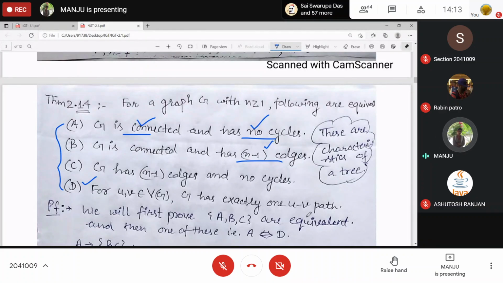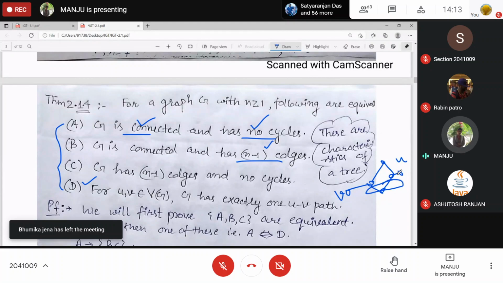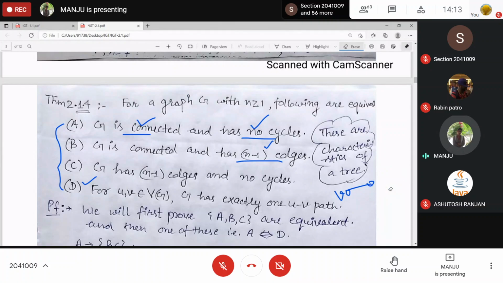Whenever a cycle is there, for example, we have this cycle. How many paths exist from U to V? One is this one, another is this one, right? So there are at least 2 paths whenever a cycle is present. And if no cycle is present, if these edges are not present, then only one path. So in a tree, every 2 vertices are connected by a unique path. Clear?